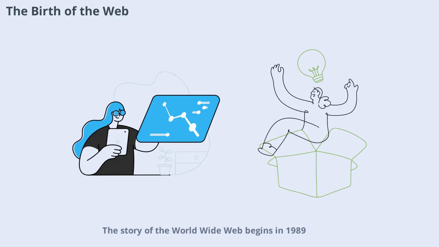The story of the World Wide Web begins in 1989, when British scientist Tim Berners-Lee proposed a new way to organize and access information at CERN, the European Organization for Nuclear Research. His vision was to create a universal and accessible information space, where documents could be linked together seamlessly. This idea laid the foundation for the web as we know it.